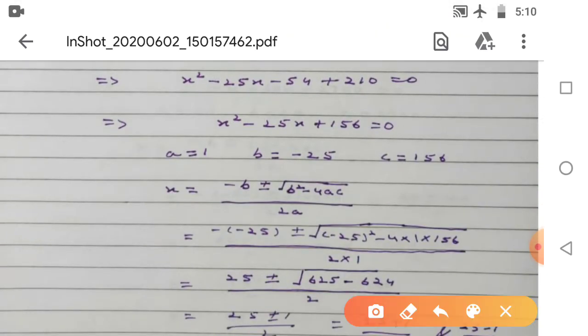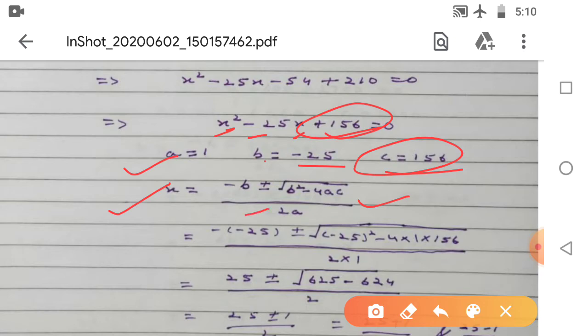Here the value of a is 1, the coefficient of x square. The value of b is minus 25, that is the coefficient of x, and the constant term c is 156. As you know, the quadratic formula is x is equal to minus b plus minus under root b square minus 4ac upon 2a. The value of b is minus 25 here, so minus of minus 25 plus minus under root of minus 25 whole square minus 4 into a into c.